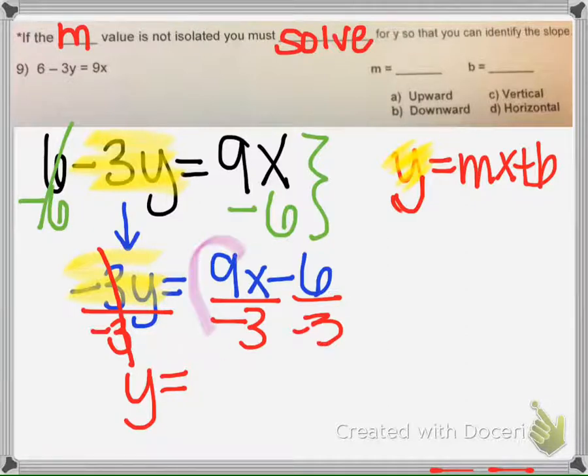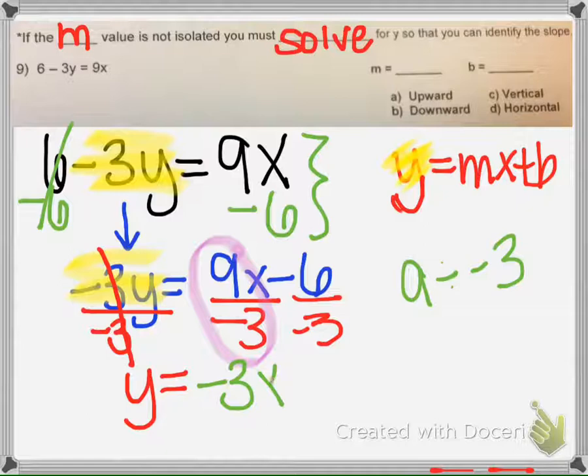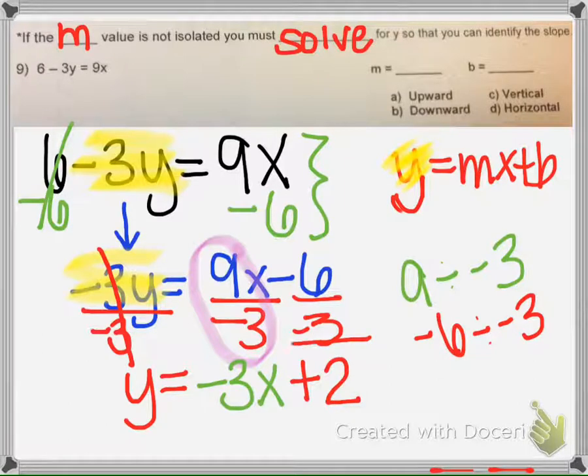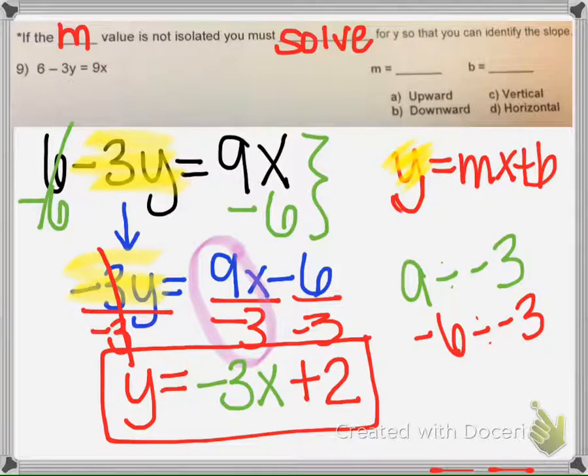So if we look here, 9 divided by negative 3 is negative 3x. And then we have negative 6 divided by negative 3, and that is positive 2. So we now have the equation here in what we call slope-intercept form. We have the y all by itself. So now that the y is all by itself, we can identify the slope.